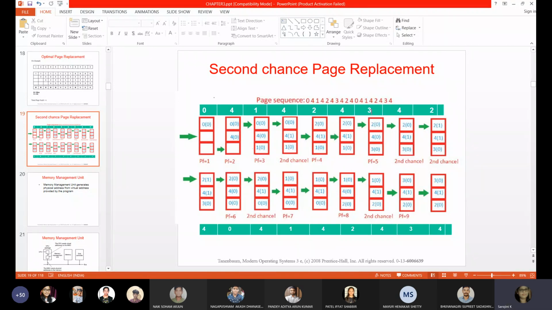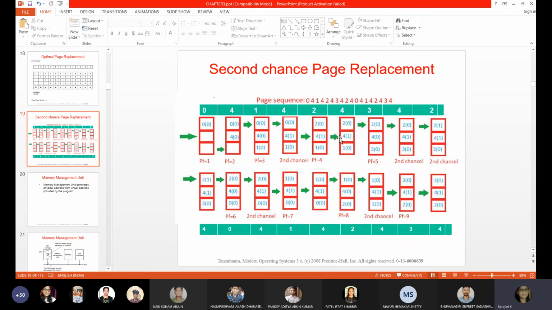Now page number 3 comes. Page number 3 was not there in the main memory. So it is called page fault. It is page fault. Okay. Now we have to keep the page number 3 here anywhere. We will find the clock page. Yes, this is a clock page. To remove the page, what are the two conditions that should be satisfied? The page should be clock page and also the reference bit should be zero, but it is not here.